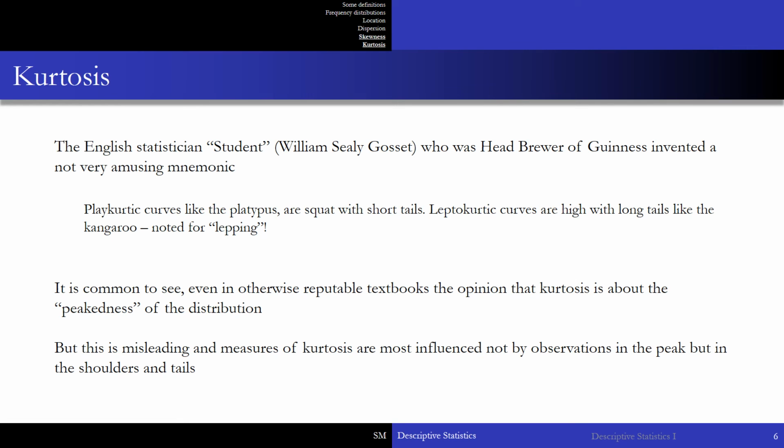It's common to see in otherwise reputable textbooks the opinion that kurtosis is about the peakedness of the distribution. But this is in fact slightly misleading, and measures of kurtosis are most influenced not by observations in the peak, but in the shoulders and the tails of symmetrical distributions.